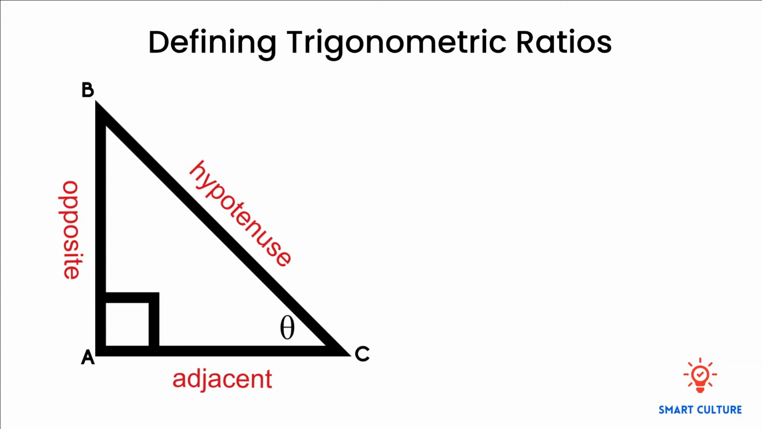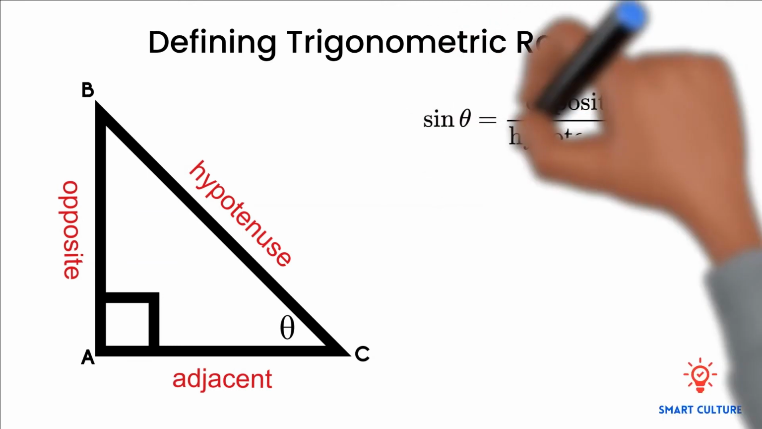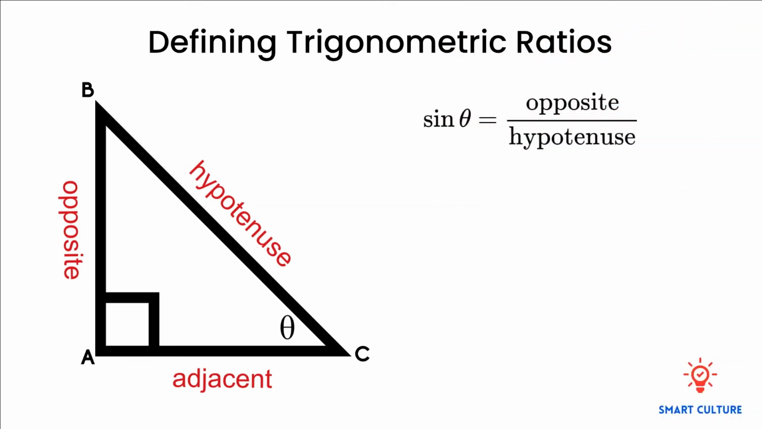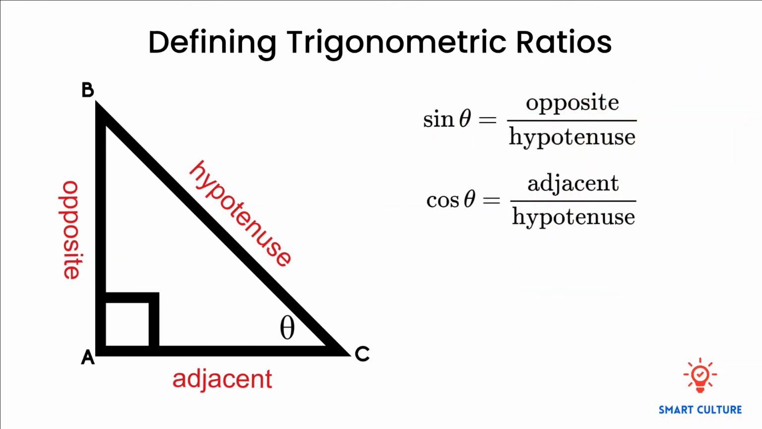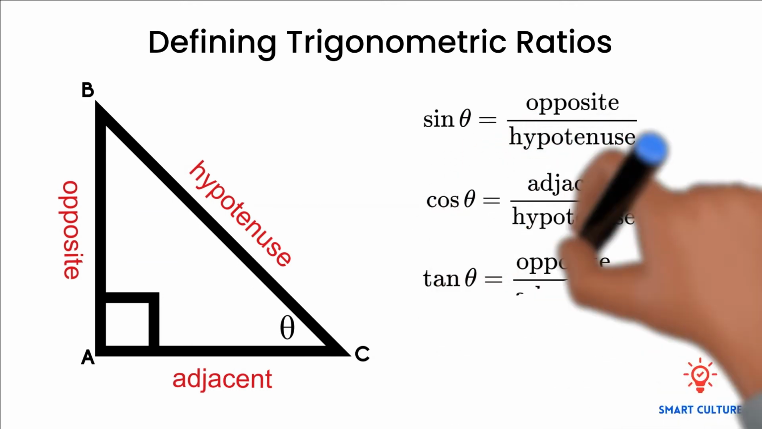We define trigonometric ratios, sine, cosine, and tangent of an angle as follows. Sine theta is equal to the opposite over the hypotenuse. Cosine theta is equal to the adjacent over the hypotenuse. And tangent theta is equal to the opposite over the adjacent.